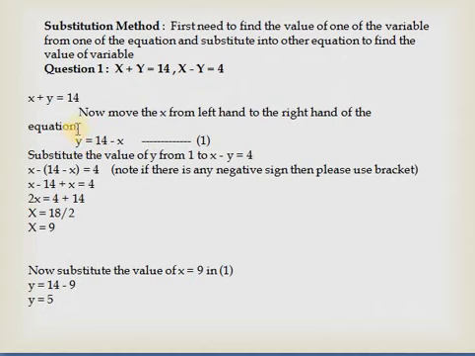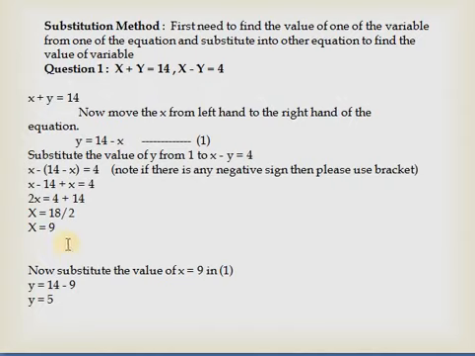Then we can write y equals 14 minus x. Consider this as equation 1. Then we can substitute the value of y into the second equation, x minus y equals 4. So we can write x minus (14 minus x) equals 4. If you open the bracket, the negative and negative will be positive. Now we can write x minus 14 plus x equals 4. So twice x equals 4 plus 14 if we shift the constant to the other side. So x equals 18 divided by 2. So x equals 9.